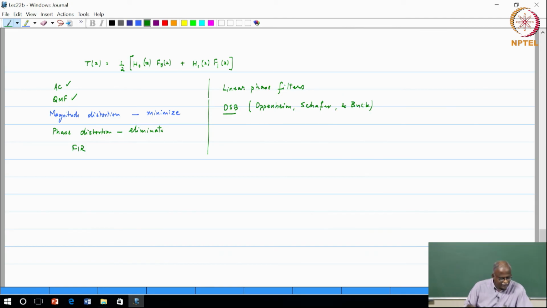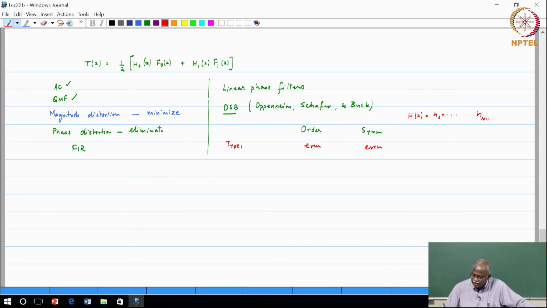Okay, in that you can find that there is a classification of filters that is given to us. The classification of filters is in terms of the order and the symmetry. Okay, and let me just write it down. Type 1 is even order and even symmetry.